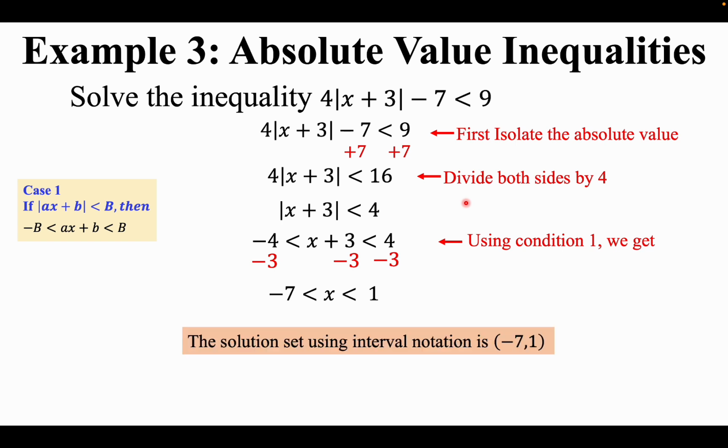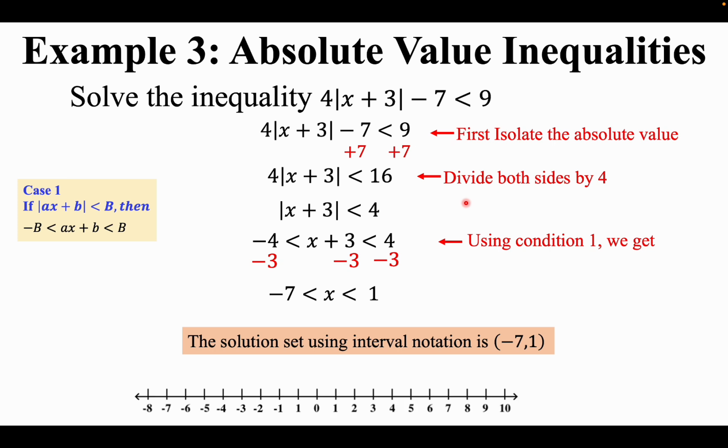And then, of course, using interval notation, it would be from negative 7 to 1 with open parentheses on both ends. Now, the graphical solution for this would be, since negative 7 and 1 are not part of the solutions, we're going to have an open circle around negative 7 and 1, and then everything between should be shaded.